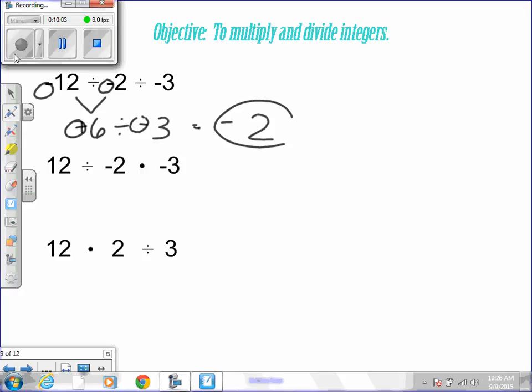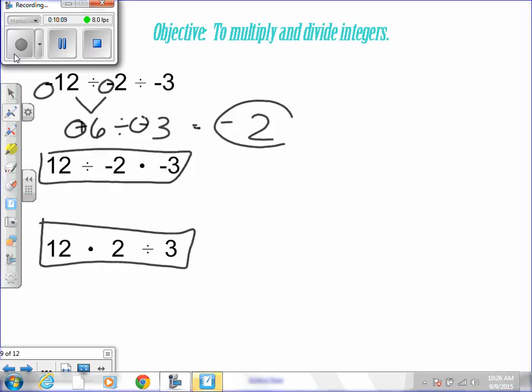My time's running out, so that means that you can finish these last 2 problems in your math notebook, please, and I will check them tomorrow.